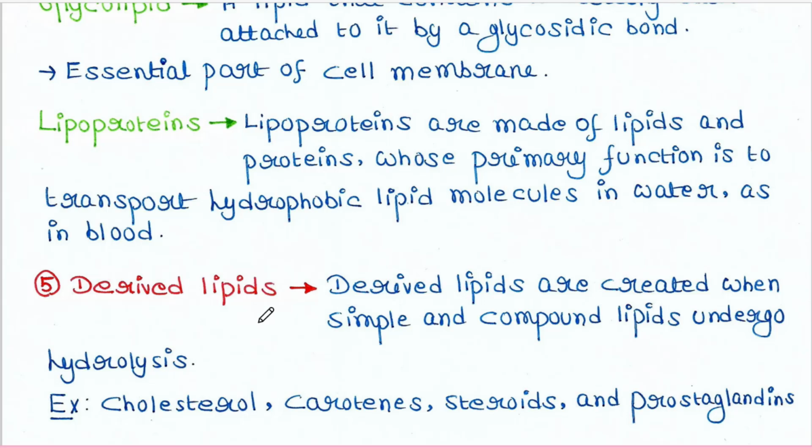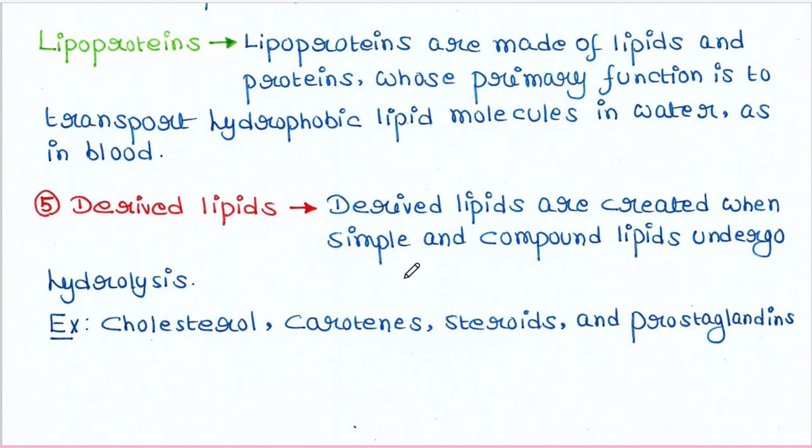Last is derived lipids. Derived lipids are created when simple and compound lipids undergo hydrolysis. So if you hydrolyze simple lipids or compound lipids, derived lipids will be created. For example, cholesterol, carotene, steroids, prostaglandins, etc.